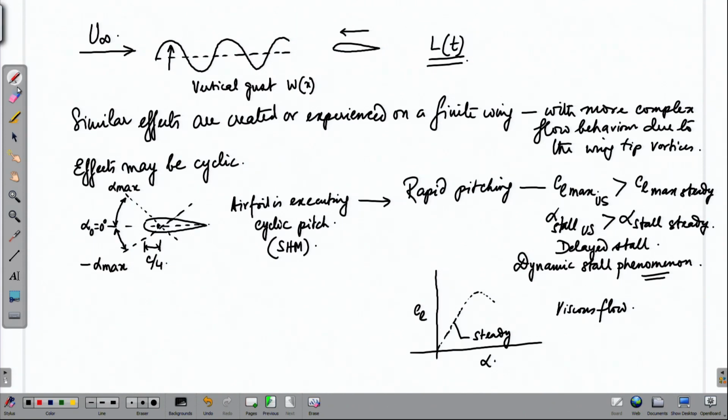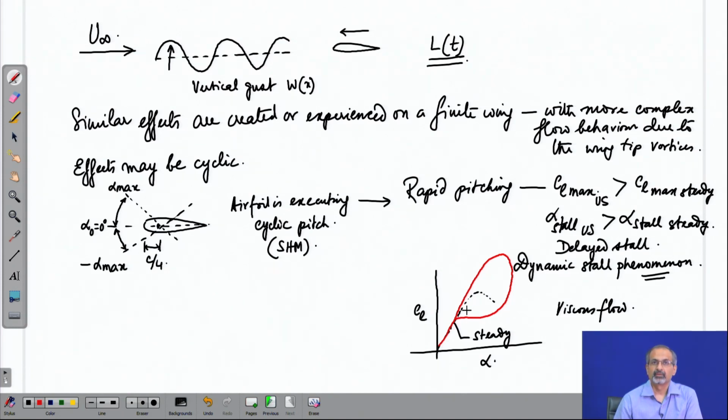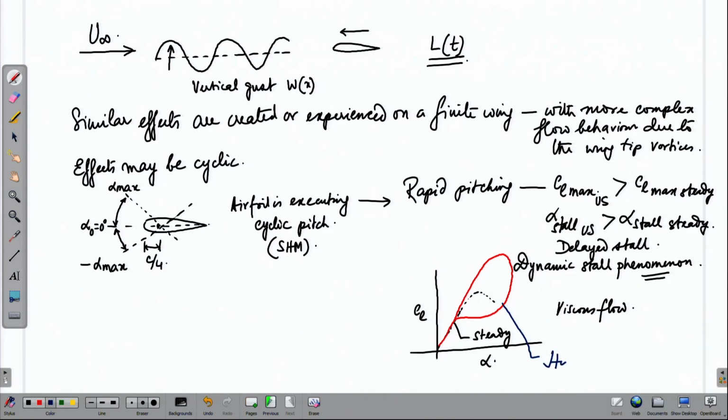Then you will find that when it comes to the rapid pitch up case, the characteristic may look somewhat like this, and then when you try reducing the angle of attack, it comes back by a separate path, which means there is a hysteresis. The lift curve, while you increase the alpha, is not the same as the lift curve when you decrease it. So, this is the hysteresis effect which will occur when you talk about a rapid pitching.